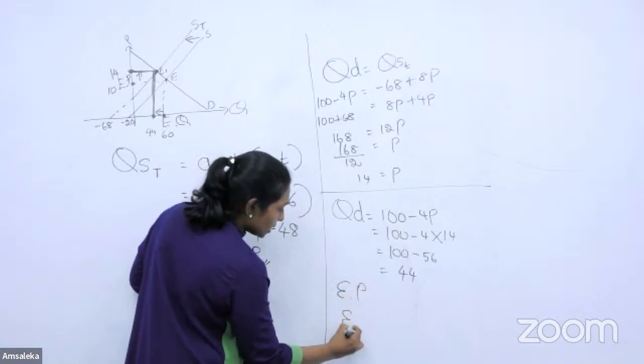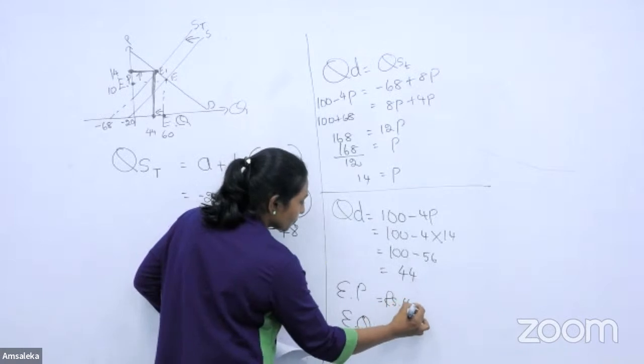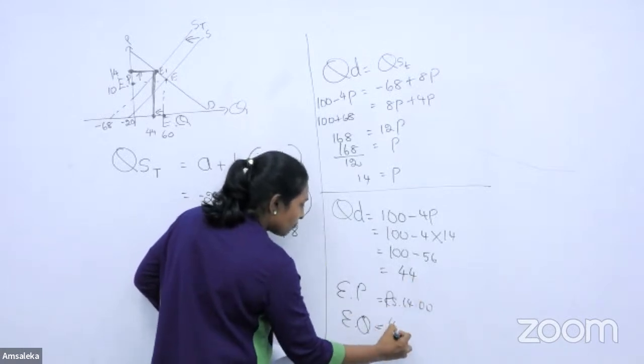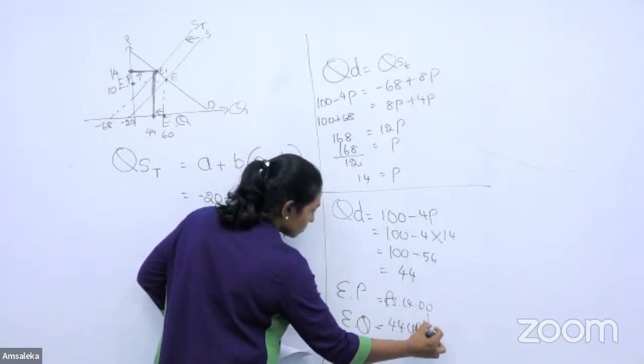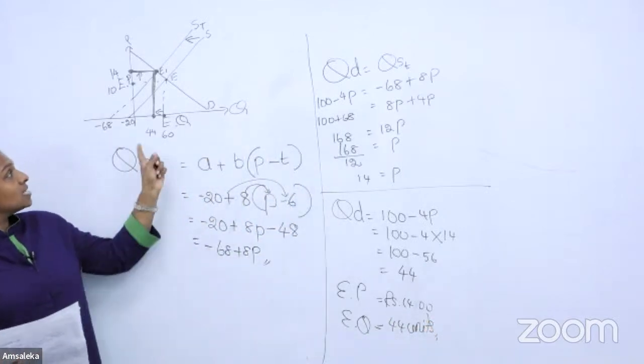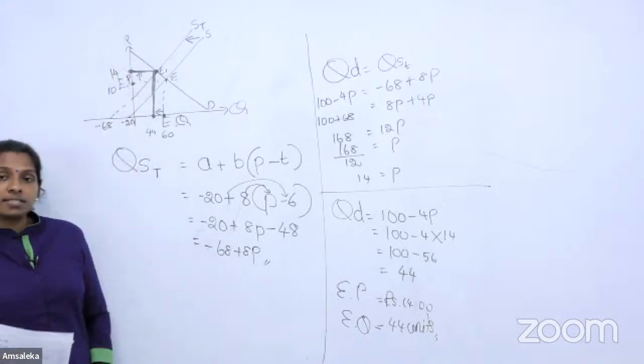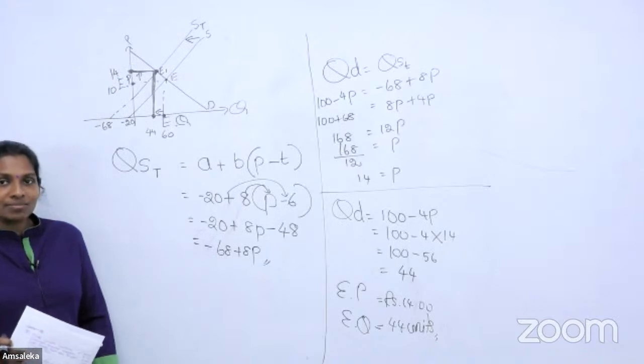New equilibrium price, new equilibrium quantity. Equilibrium price is rupees 14. Quantity is 44 units. Right? So I proved. Here, see by the diagram also, quantity declined, price has increased. Okay.